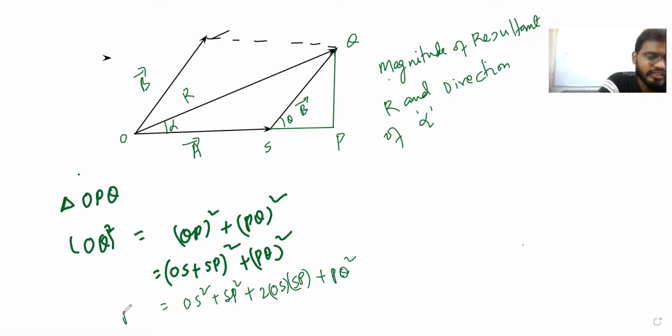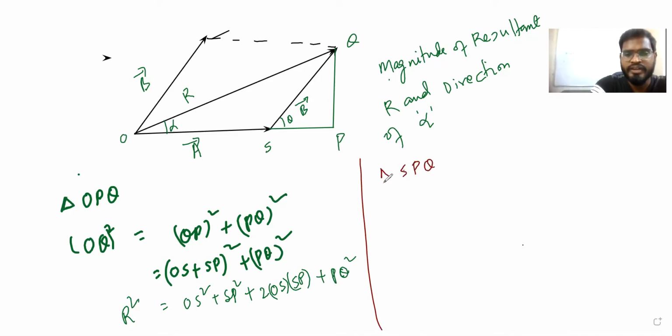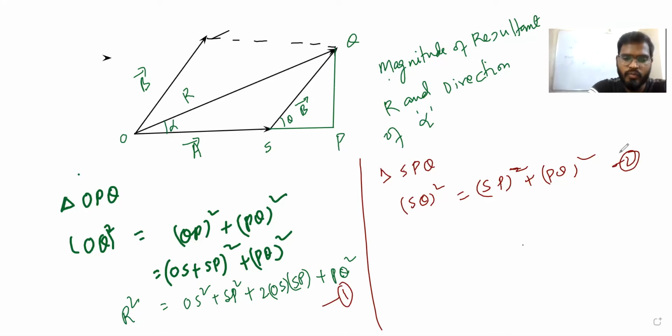That is what we can write as R square. Now in triangle SPQ, we can say SQ square is equal to SP square plus PQ square. Let's take this as 1 and this as 2. From 1 and 2, instead of SP square plus PQ square you can write SQ square.